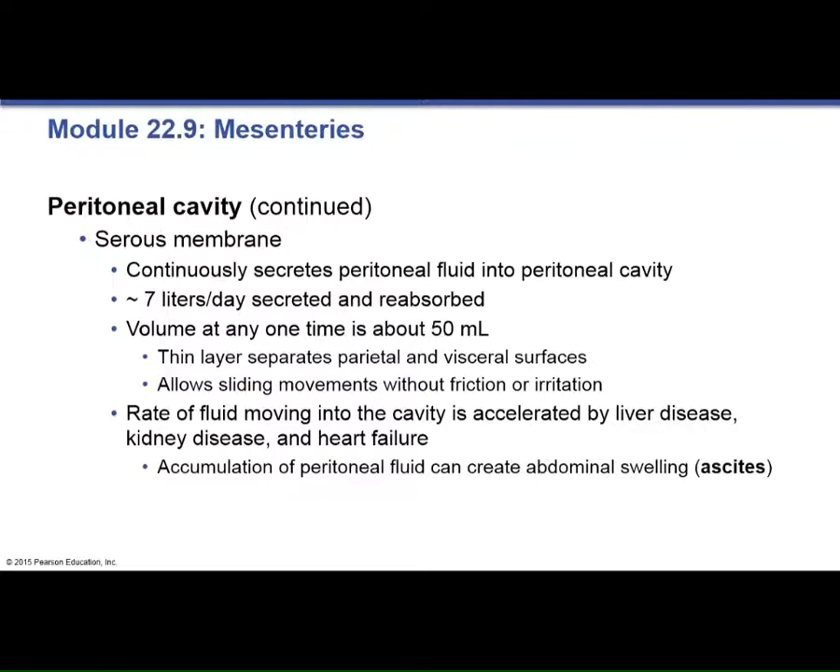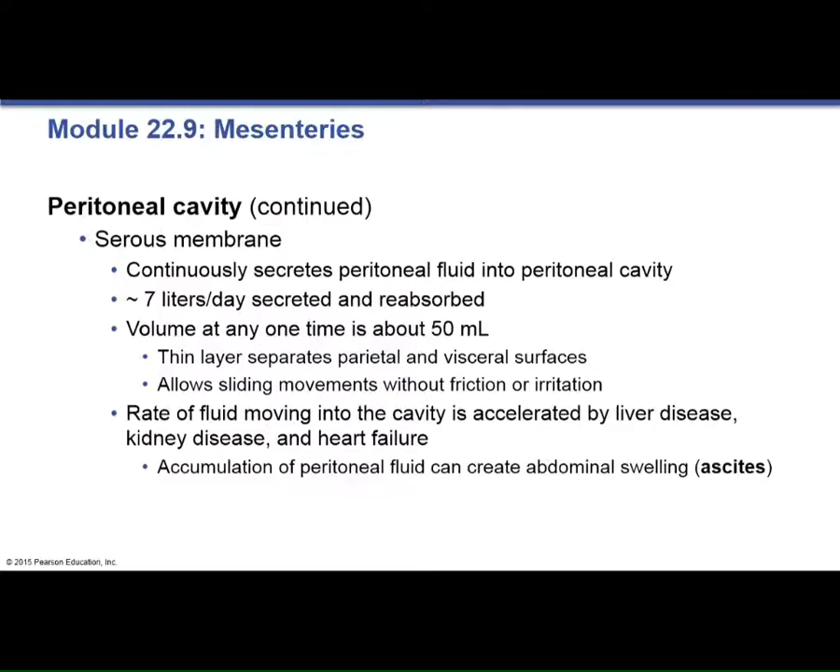If there is too much of this, if you have liver disease, it can actually accelerate the fluid production. Or if you have kidney disease or heart disease, now you'll see an accumulation of this peritoneal fluid, which is called ascites. So ascites is abdominal swelling. This is the same sort of abnormal swelling you see with children in developing countries where they're not getting enough protein. And you know enough about that.